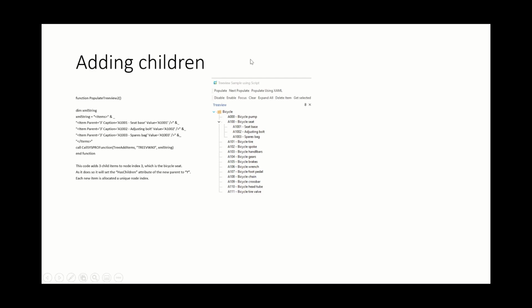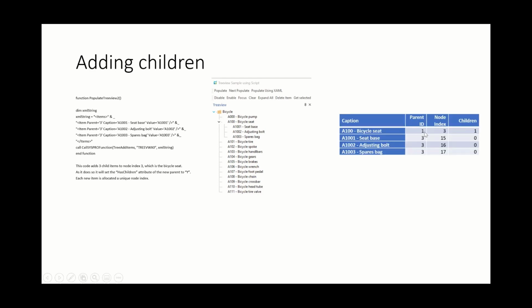And behind the scenes, what it's saying is, well, the bicycle seat belongs to parent 1. It has a node index of 3. And these 3, the parent is 3, and their node index picks up from the 14, if you remember from the previous screen, 15, 16, 17. And it's as simple as that. Now, the big question is, how much of a Treeview should you populate? Theoretically, there is no limit to the depth or the amount of data that you can throw at a tree control.